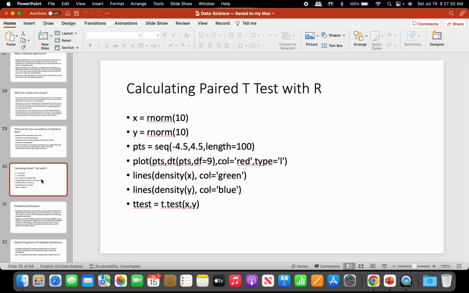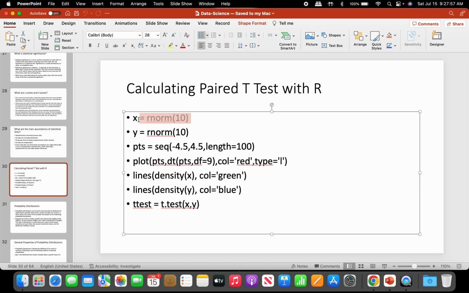So then, how do you calculate a t-test in R? So say if you have an x variable and y variable holding 10 random values each, then we can use a function called t.test, right? So t.test is a function which applies a t-test on variables x and y, and you will have your p-value and the confidence value in a variable called t-test.